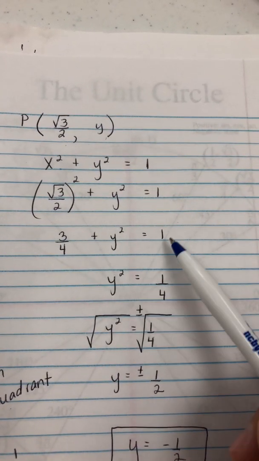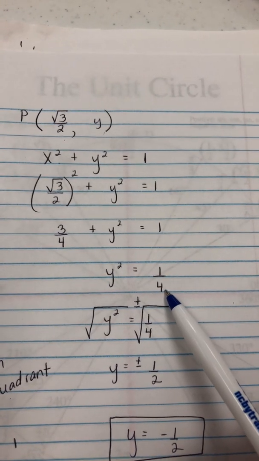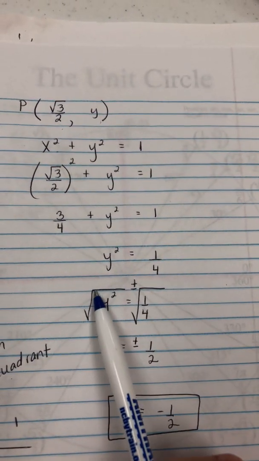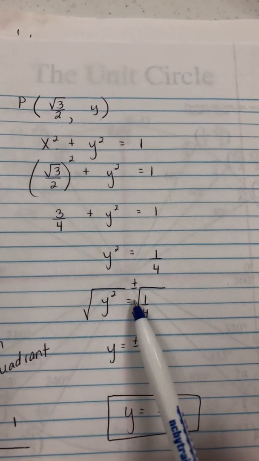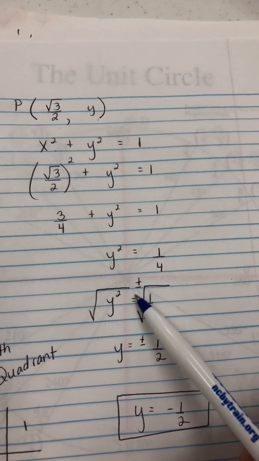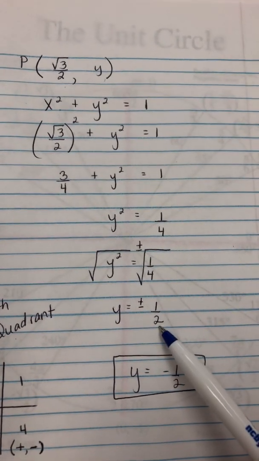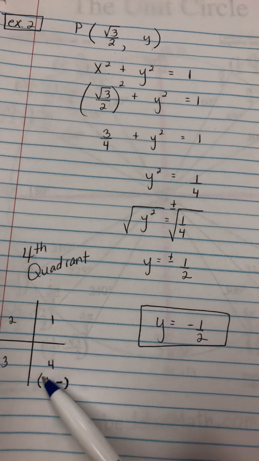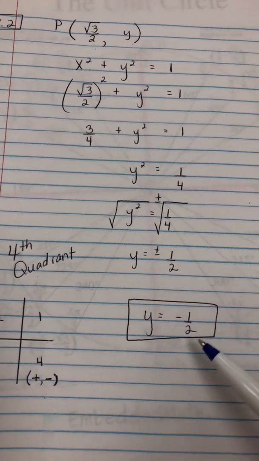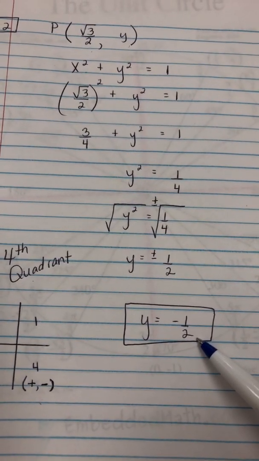So 1 subtract 3/4 leaves me with 1/4. Then when I take the square root of both sides, to get rid of the square, normally we would put down the plus and the minus, so we have a positive and a negative 1/2. But remember, we're interested in the fourth quadrant, so I really want the negative y coordinate.